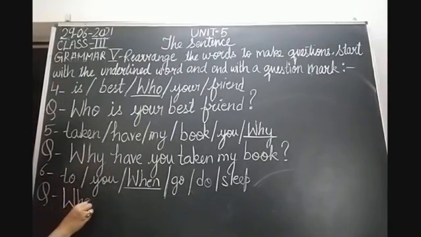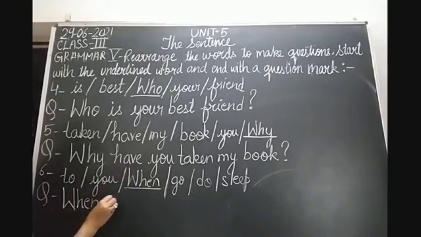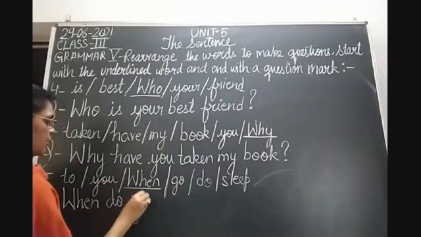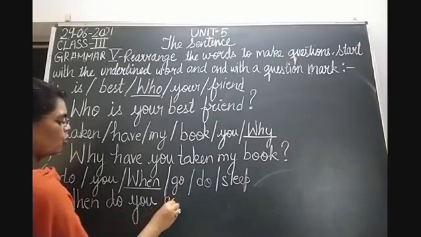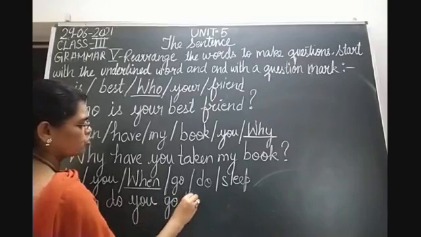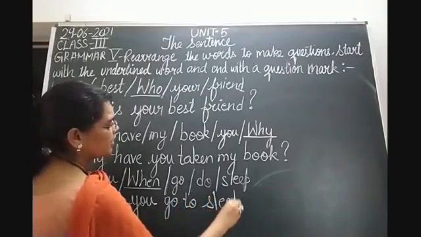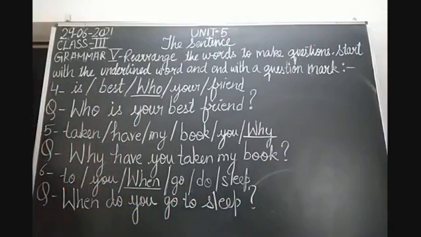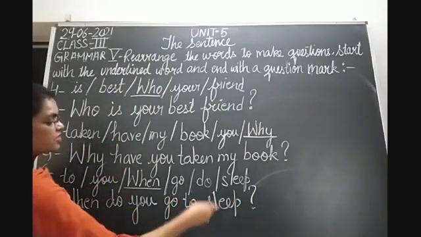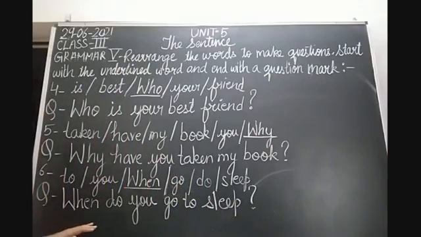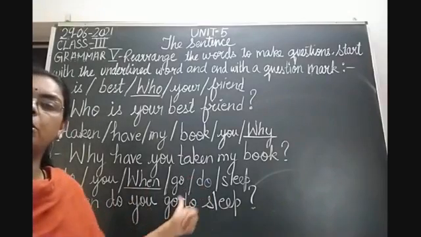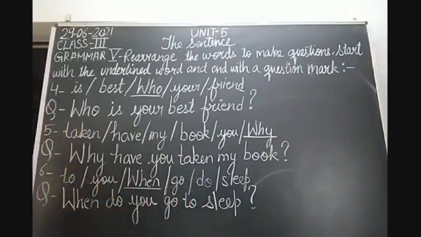Capital W. Then the helping word do. Then the subject. When do you go to sleep? And at the end a question mark. Let's count the words. 1, 2, 3, 4, 5, 6. Our question is framed. Clear? When do you go to sleep? We have begun the question with when, the word which is underlined. W of when is capital. There are 6 words which were in jumbled order. And at the end we have put a question mark.